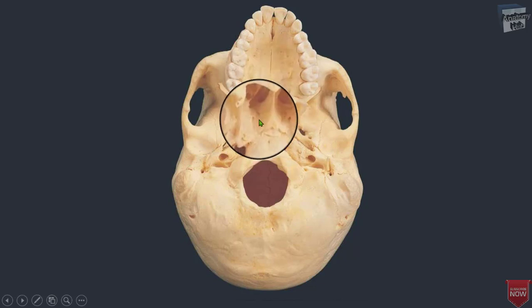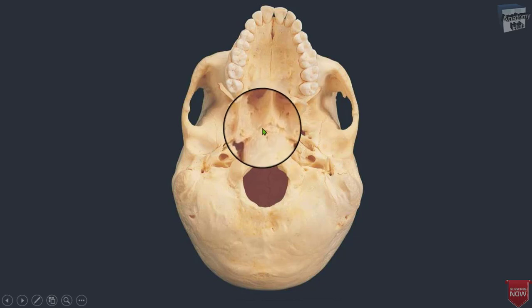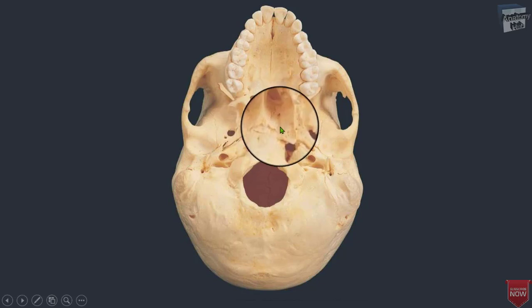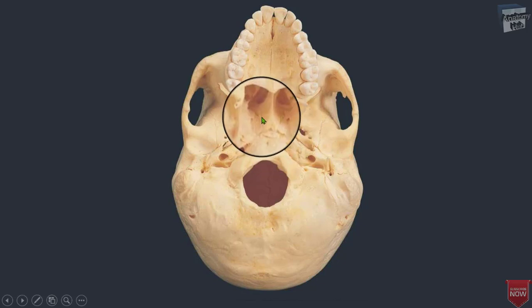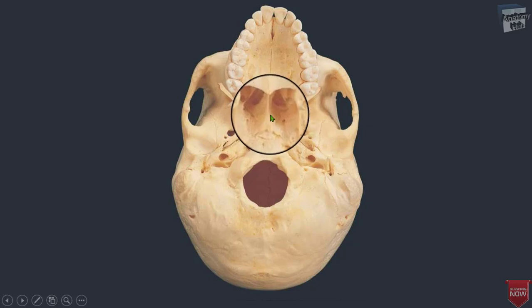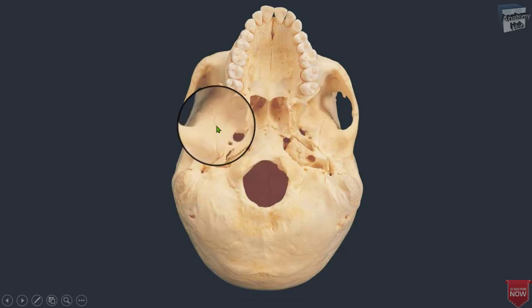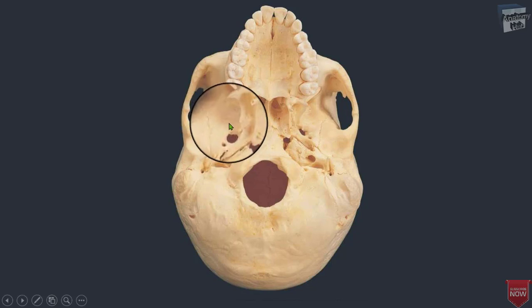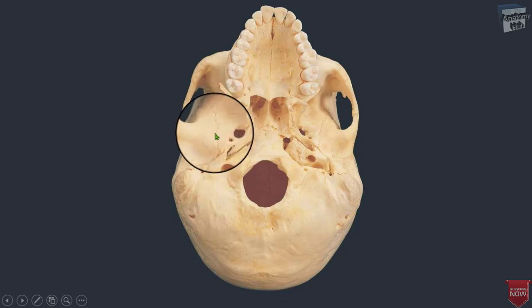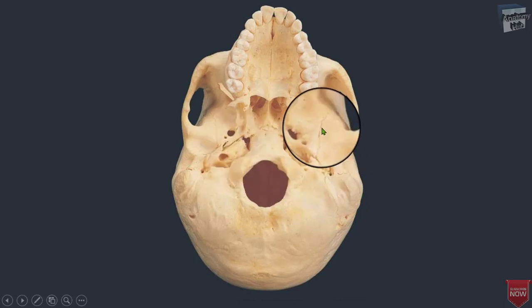Here you will find the two paired sphenovomerine sutures that run anteroposteriorly between the sphenoid bone and the vomer, and that is actually paired in nature. Here you will find the spheno-squamous suture that extends anteroposteriorly between the sphenoid bone and the temporal bone on each side of the skull that you can see here.